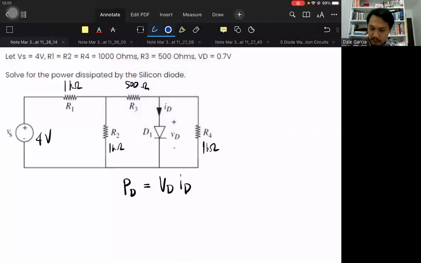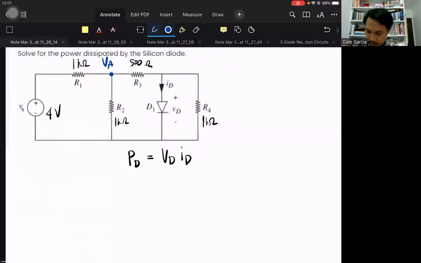I think there are 2 easy ways to solve this: nodal analysis or source transformation. Source transformation would be longer, but the solution for nodal analysis is shorter. So we'll just obtain this voltage right here, VA, and from it we can get the currents in all the other parts of the circuit. So let's solve for VA.